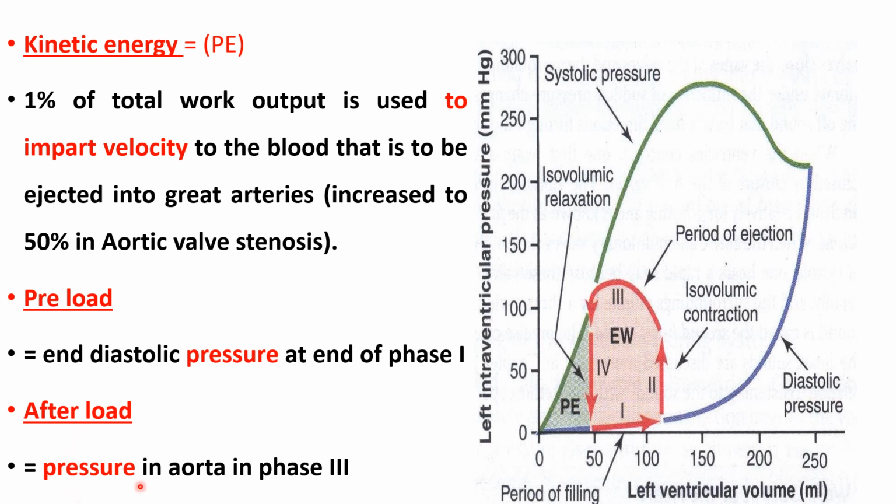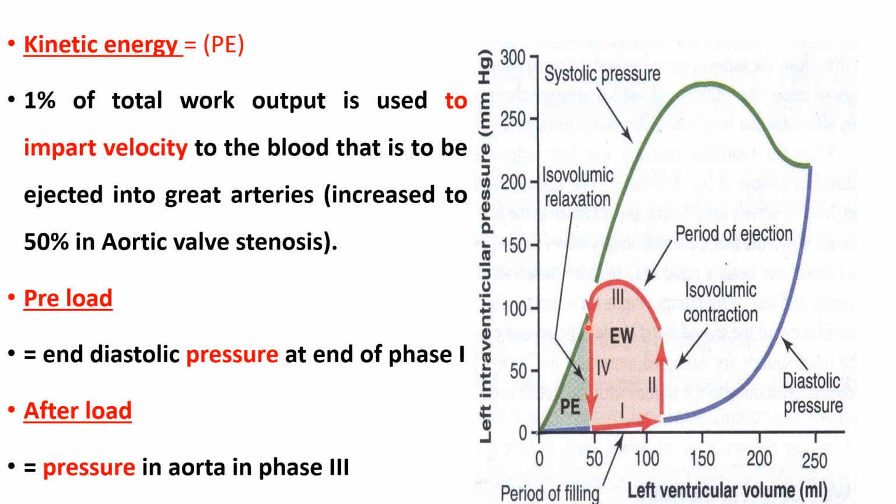Afterload is the pressure in the aorta in phase 3. This is phase 3, and at the end of phase 3, pressure in the aorta reaches almost 120 mm of mercury, and that is the afterload. So what do we see?